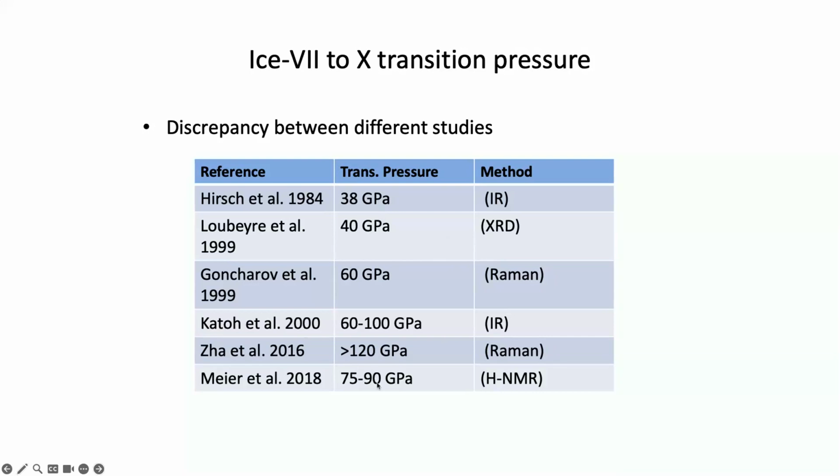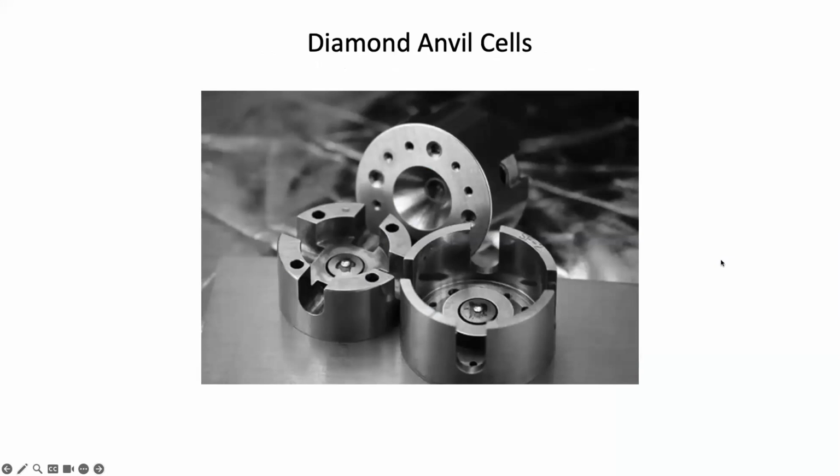And the discrepancy is, there's like a factor of 3 difference between the lowest and highest measurements of where that transition takes place. And these are all incorporated into planet models. And so our planet models disagree with each other because they use different equations of state, and then the equations of state disagree with each other.